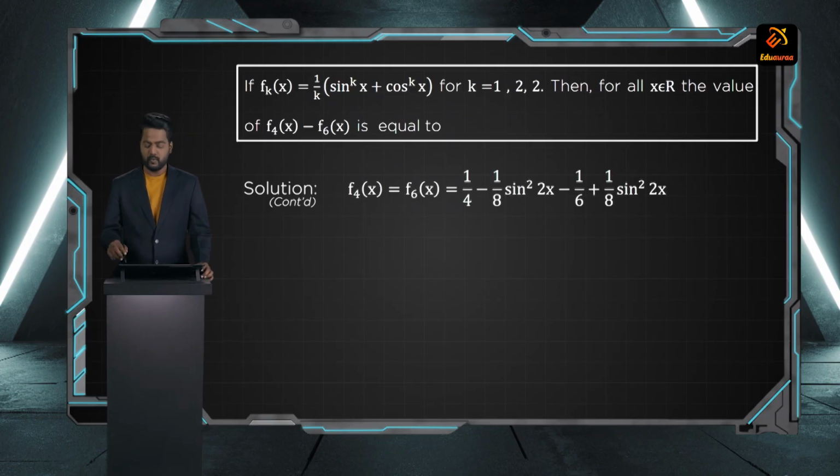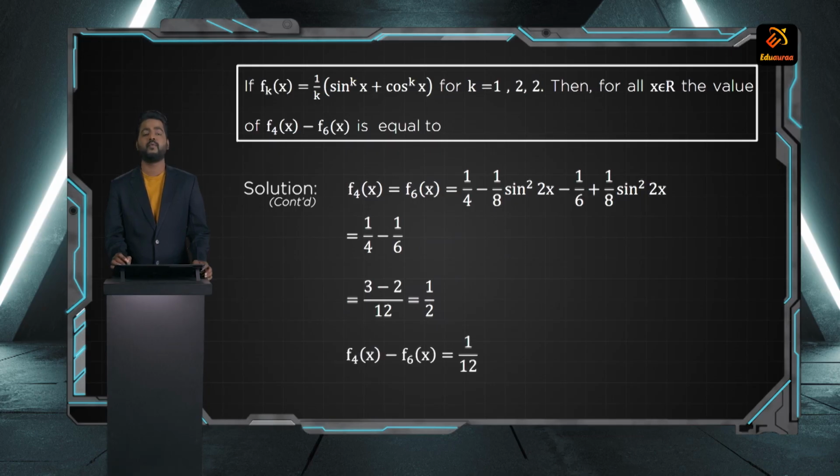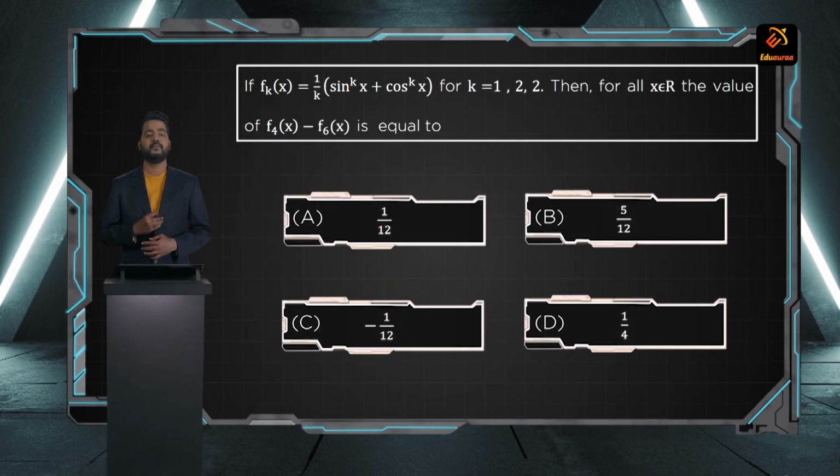But what are we interested in? f4(x) minus f6(x). So what is the value of f4(x)? It is 1 by 4 minus 1 by 8 sin^2 2x. And what is the value of f6(x)? It is 1 by 6 minus 1 by 8 sin^2 2x. If I subtract this, 1 by 8 sin^2 2x will get cancelled. So the answer will be 1 by 4 minus 1 by 6, and on taking LCM, it will be (3 minus 2) upon 12, that will be 1 upon 12. So the option which is correct is option A. Understood? Moving further to the next question.